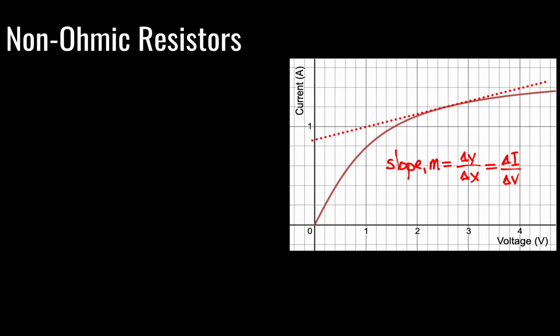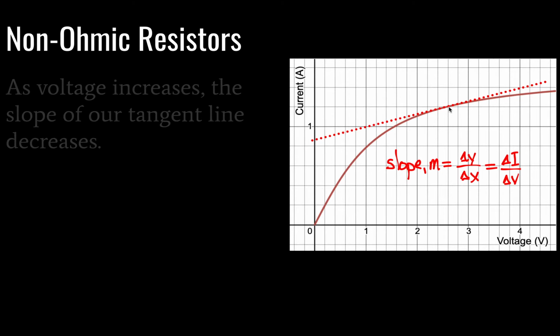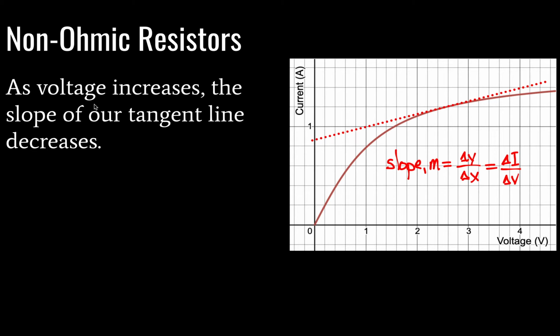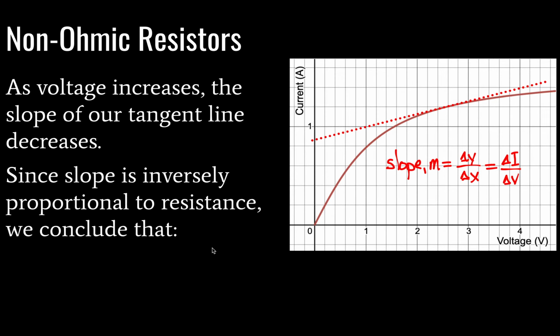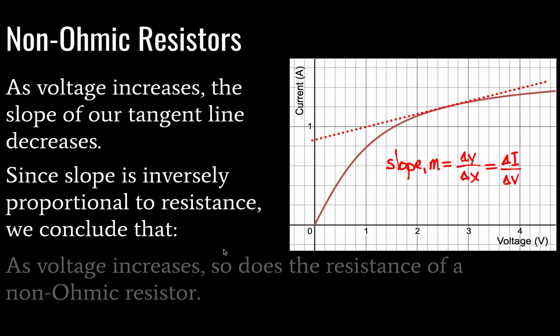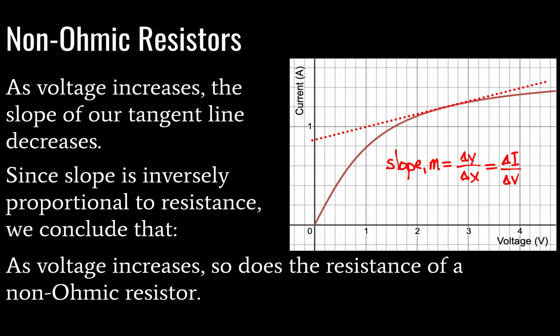Okay, so here we've chosen a different point further along our graph, where our voltage is now increased and we have our tangent line in place. And what happens here is that as voltage increases, the slope of the tangent line decreases. And again, since slope is inversely proportional to resistance, we can conclude that as voltage increases, so does the resistance of a non-ohmic resistor, or at least this particular example of a non-ohmic resistor, okay? So in this example, we'd be looking at like a wire or something similar, perhaps a light bulb, etc.